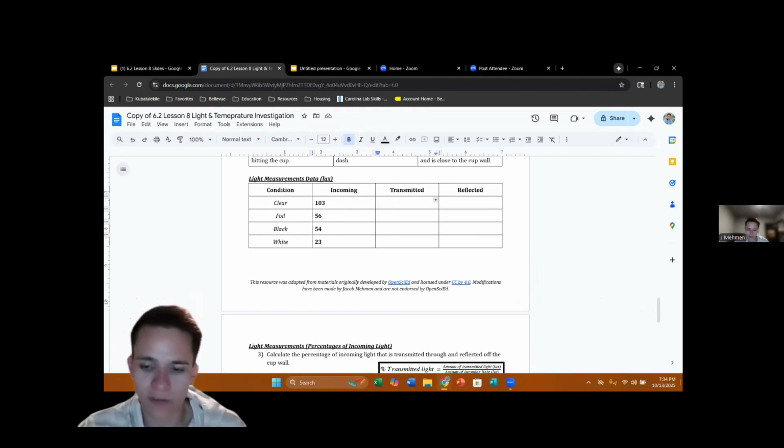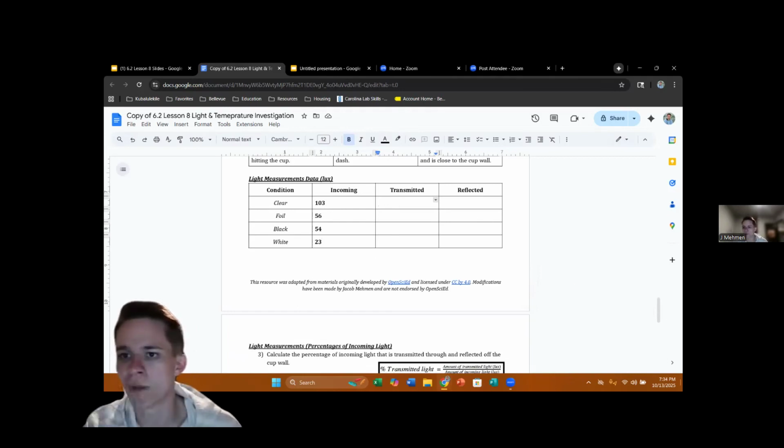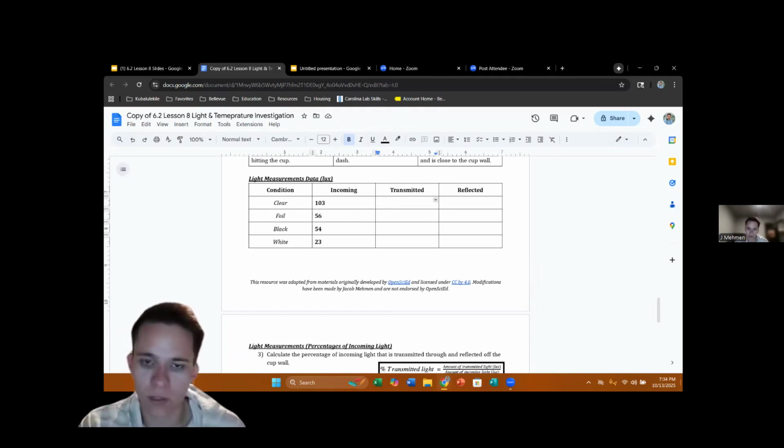Let's talk about the amount of light transmitted. This is when I put the sensor inside of the cup to see the light going through our material. For clear, I got 90. For foil, I got 1. For black, I got 0. And for white, I got 6.